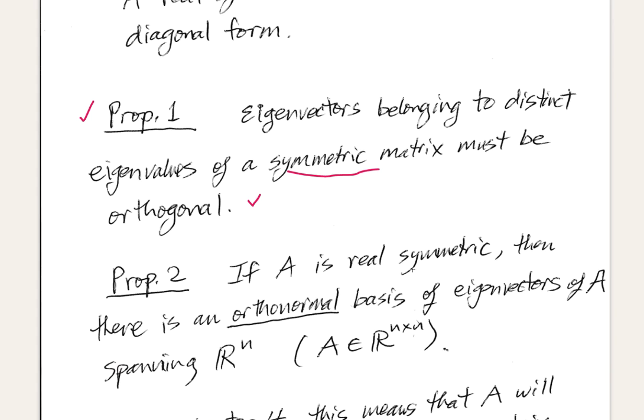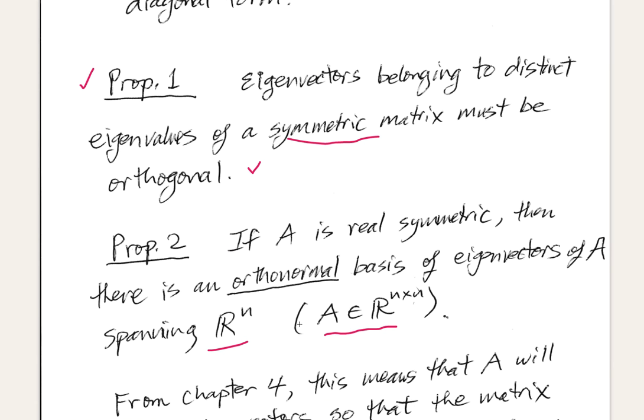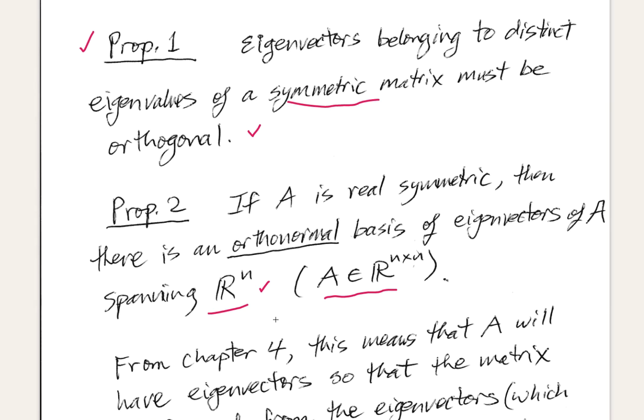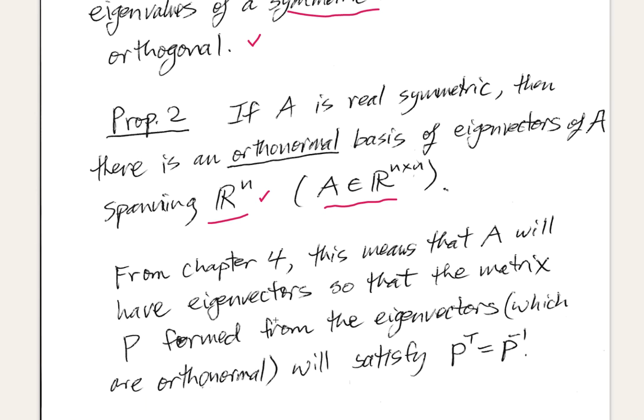If A is a real symmetric matrix, then there is an orthonormal basis of eigenvectors of A spanning Rn. Presumably A here is real n by n. So if A is real symmetric, then there is an orthonormal basis of Rn consisting of eigenvectors of A. Now, what does that mean?